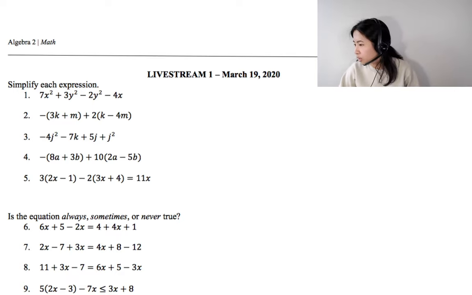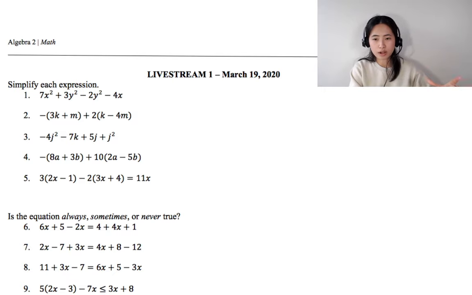Okay, so through these questions, we're starting from the easiest and working our way through. We have to simplify the expressions. There are five of them. As you can see, we have 7x squared plus 3y squared minus 2y squared minus 4x. Based on what you've learned in class, just make sure you can see my pen moving around.